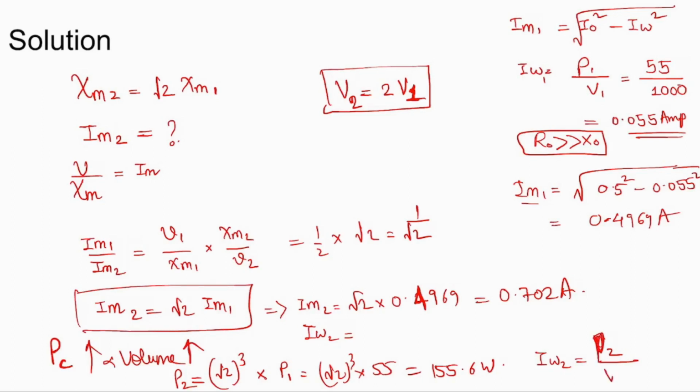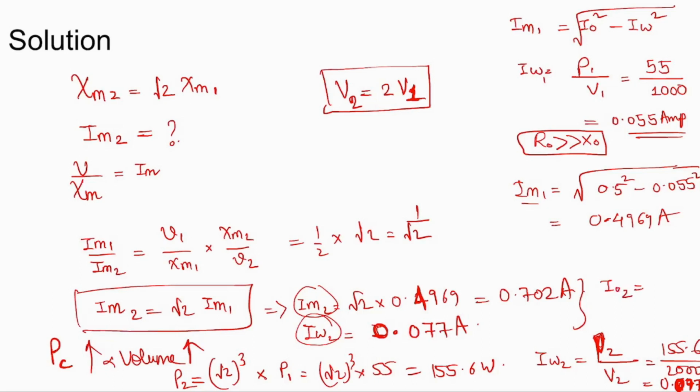So here we find I omega 2 equal to power by voltage, P2 by V2, which is 155.6 divided by 2000, which is coming around 0.077 ampere. So I omega 2 is 0.077 ampere.